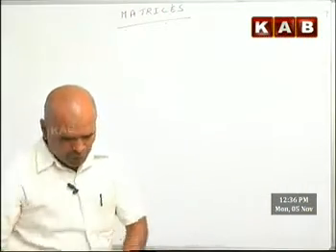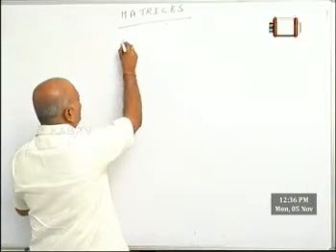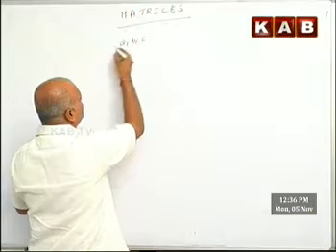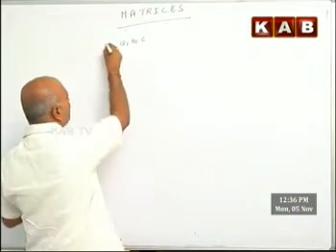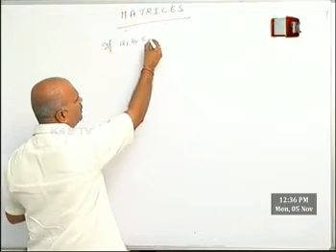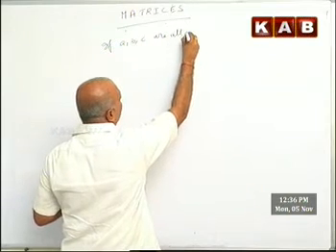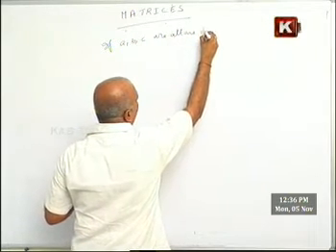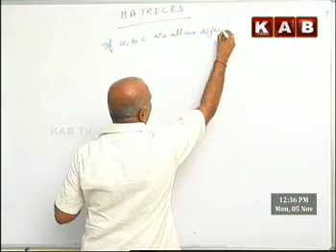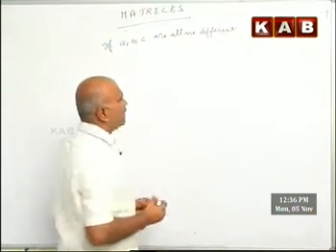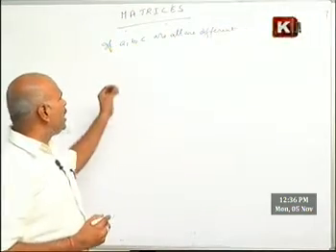Note down the question properly. If A, B, C are all different, I think you understand what is the meaning of that. Different means they will never be equal.